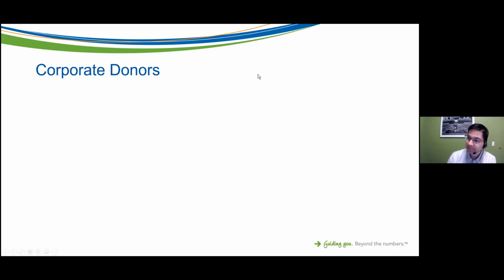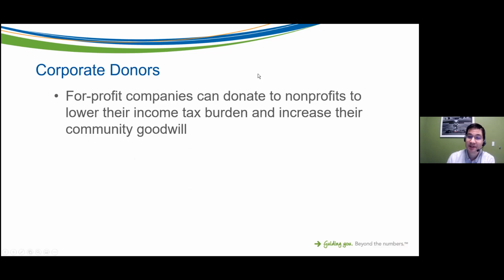Corporate donors. So for-profit companies can donate to nonprofits. The biggest benefit to them would be lowering their income tax burden. And honestly, it does increase their community goodwill. Frequently, you will have also the charitable arms of the corporations. They'll have their foundation types, but you can donate directly from the corporation.